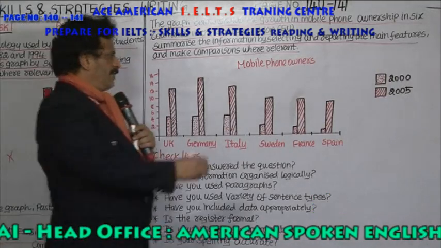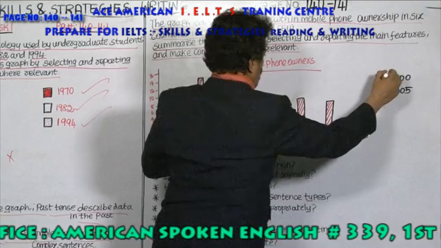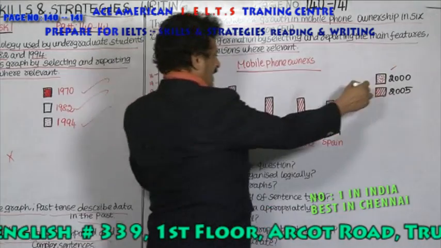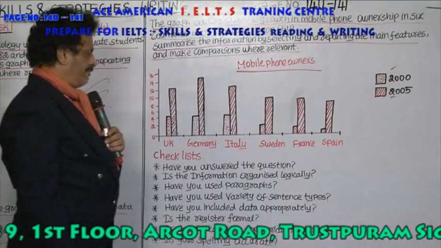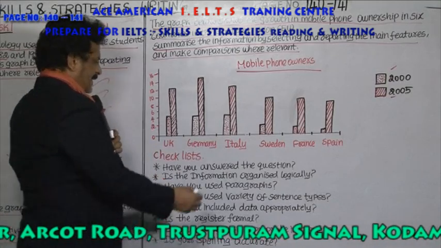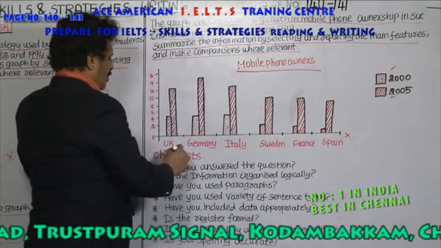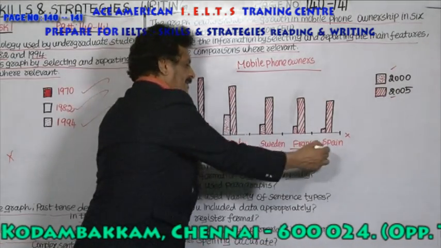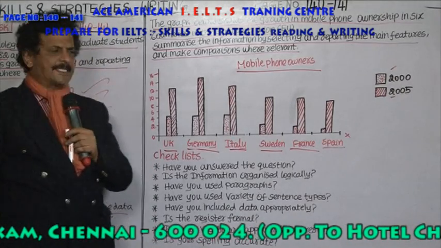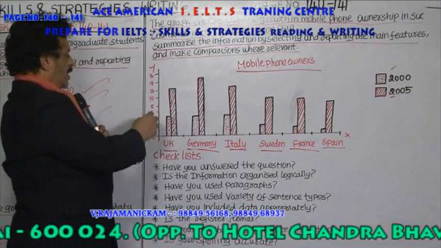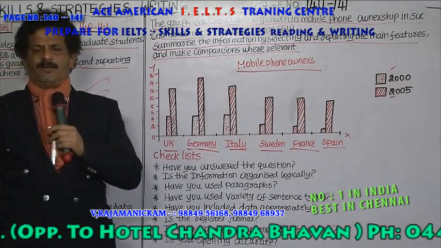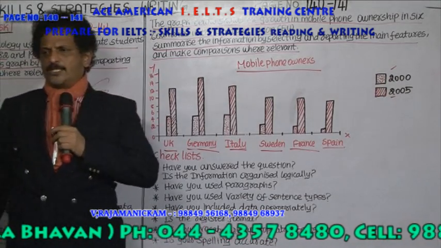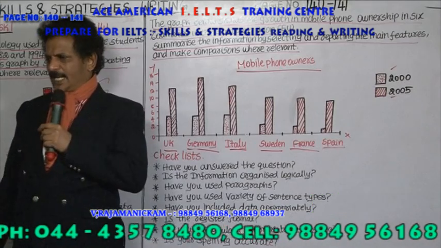So the mobile phone owners, see this, it goes for the year 2000. And these diagonal lines go for the year 2005. The countries in the x-axis are United Kingdom, Germany, Italy, Sweden, France, and Spain. So these are the European countries in the x-axis. In the y-axis, what is given here? 2 million, 4 million, 6 million, 8 million, 10, 12, 14, 16. So in the y-axis you have millions. 1 million is equal to 10 lakhs, right?